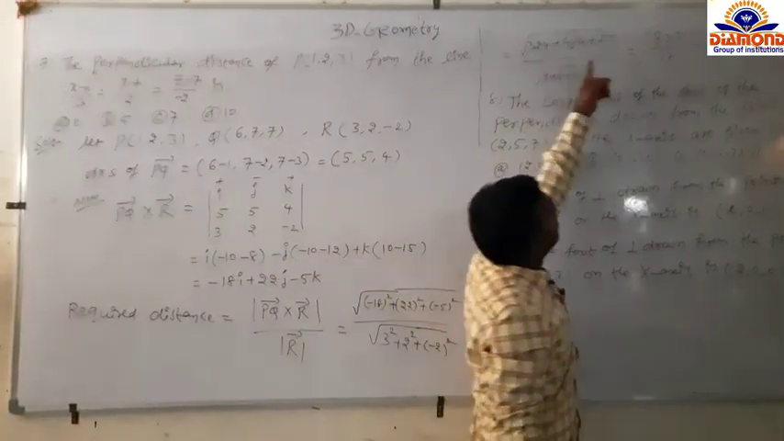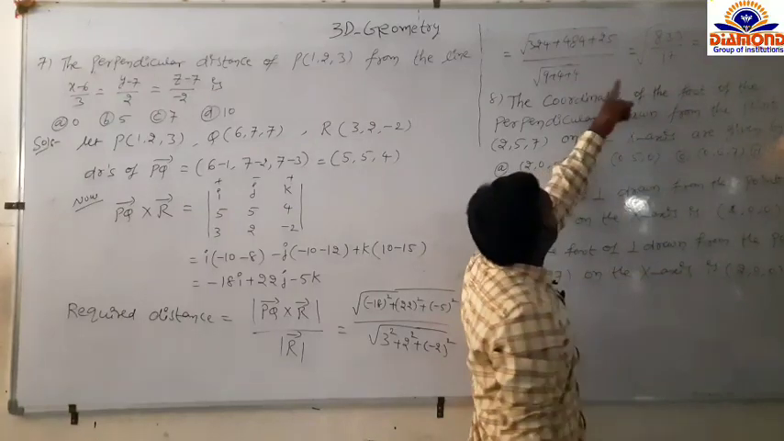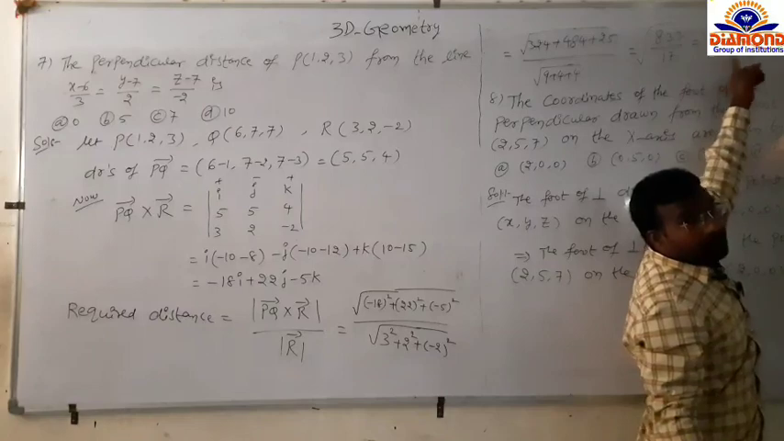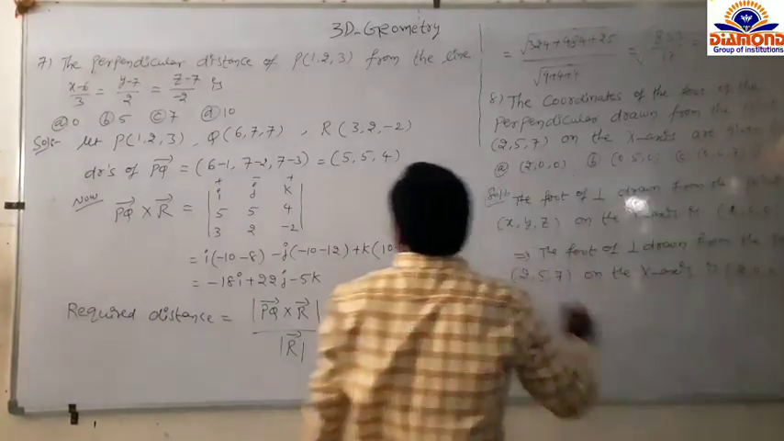So the numerator total is 833, the denominator value is 17. 833 by 17 is nothing but 49. So root 49 value is 7. So the answer is 7.